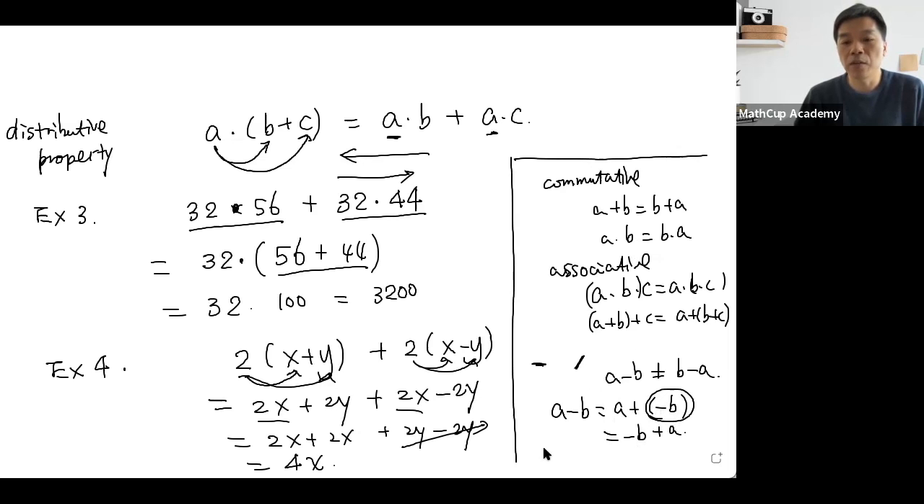Similarly, division, a divided by b. If you treat this as a times 1 over b, the reciprocal of b, then all those commutative and associative laws work. So we just treat subtraction and division as addition and multiplication, and then all the rules work. So that would be this video about the basic rules of addition and multiplication.